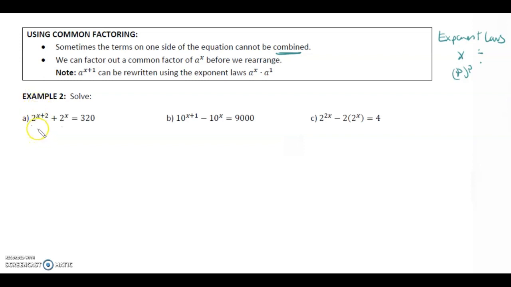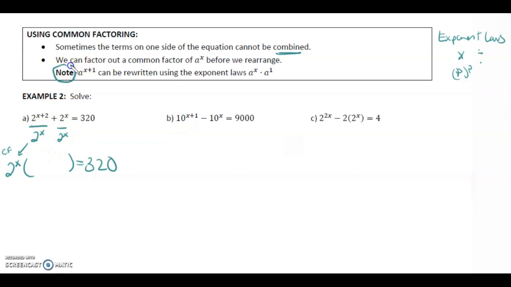If we factor out a 2 to the x out of these two terms, we know that we have to put the common factor first. So this is the common factor, and we're going to have some bracket for what's left over. And we didn't move over the 320, so we don't have to divide. We common factor out the 2 to the x just out of the first two terms.